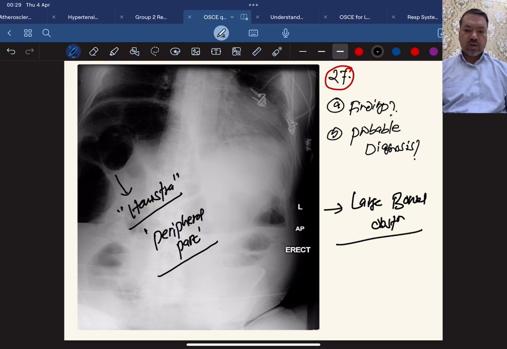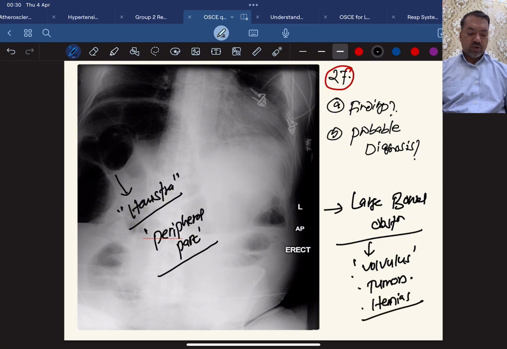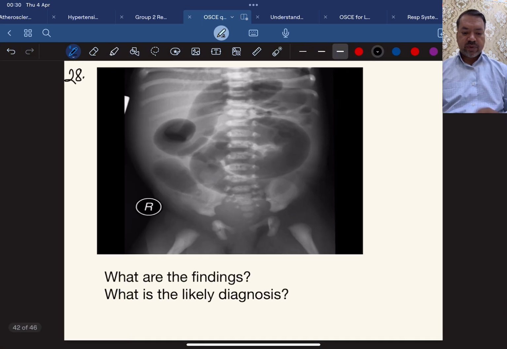Some of the causes can be volvulus, and all other causes which we have mentioned, like tumors, even hernias. And one of the important tumors which can lead to this is colon cancer. There are usually two types of colon cancer, right and left. Left-sided colon cancer usually causes intestinal obstruction, and right-sided colon cancer usually causes hemorrhage or bleeding. Very important point. That's why I've mentioned it here.